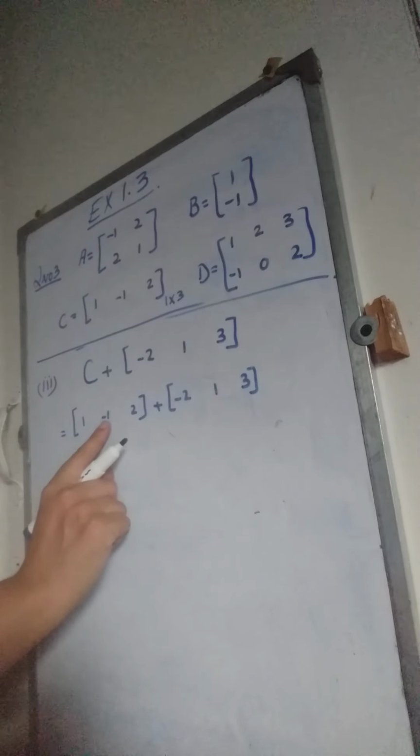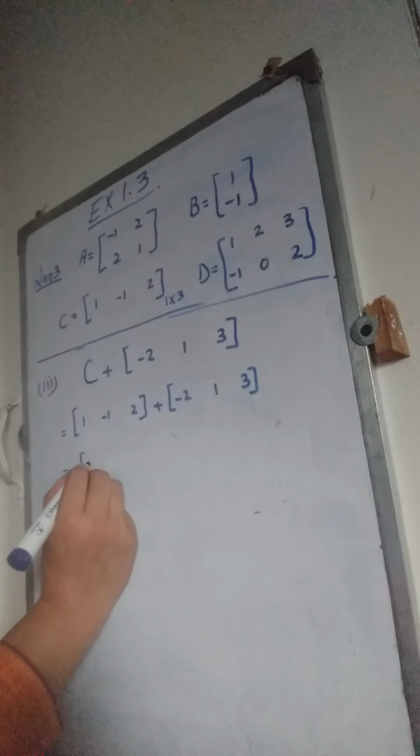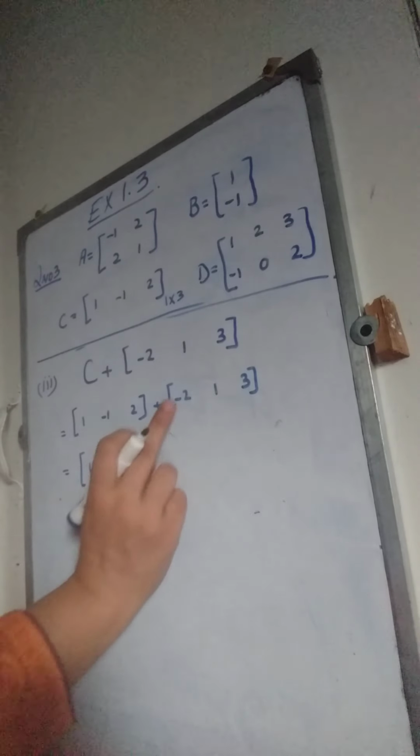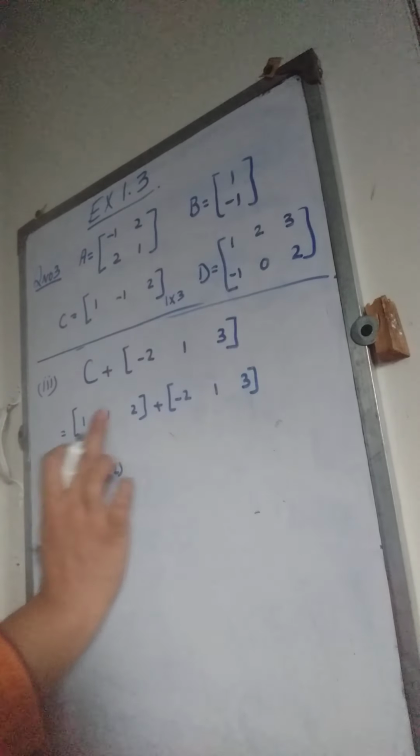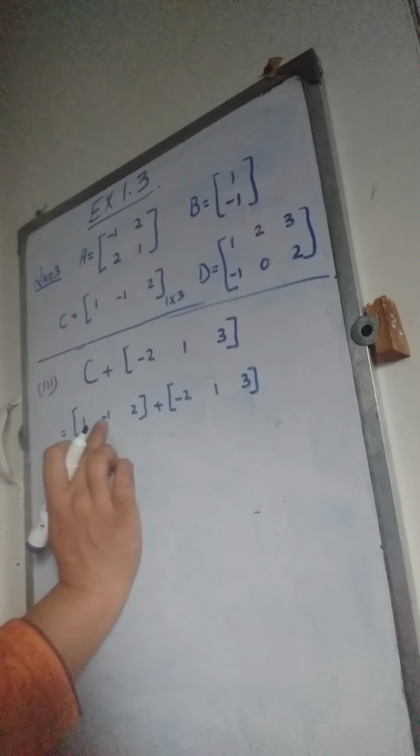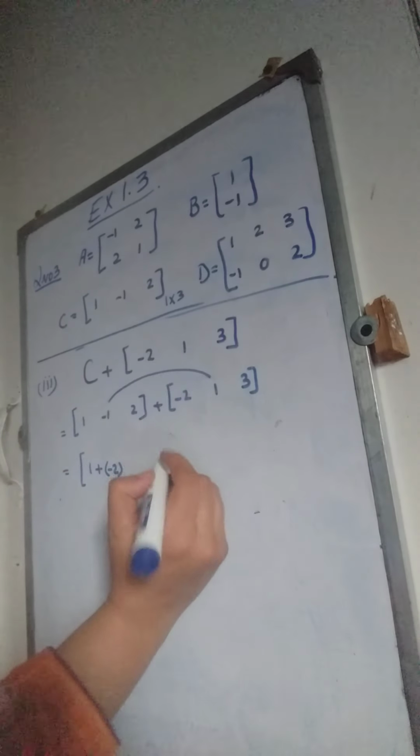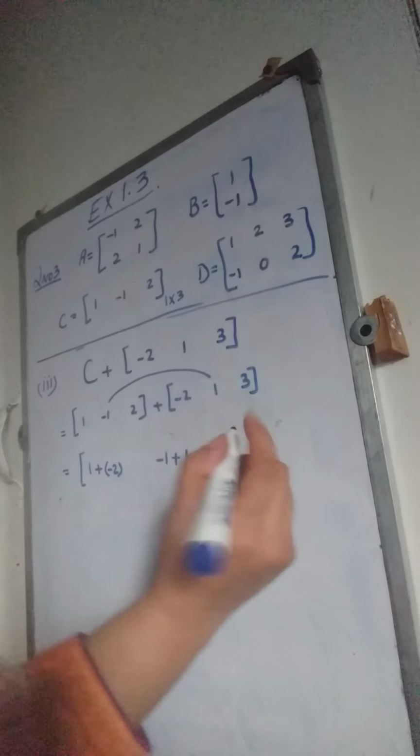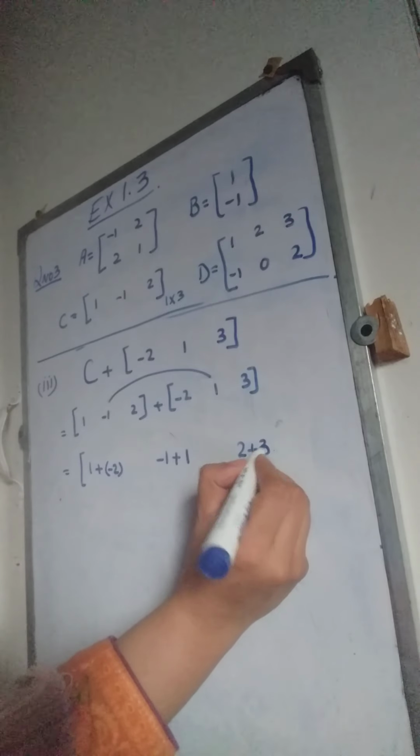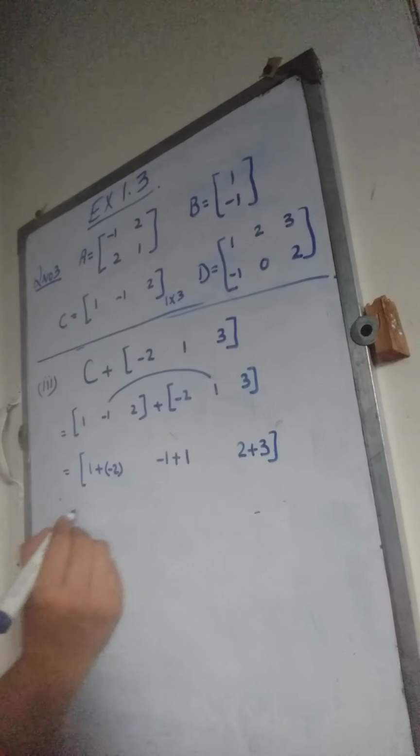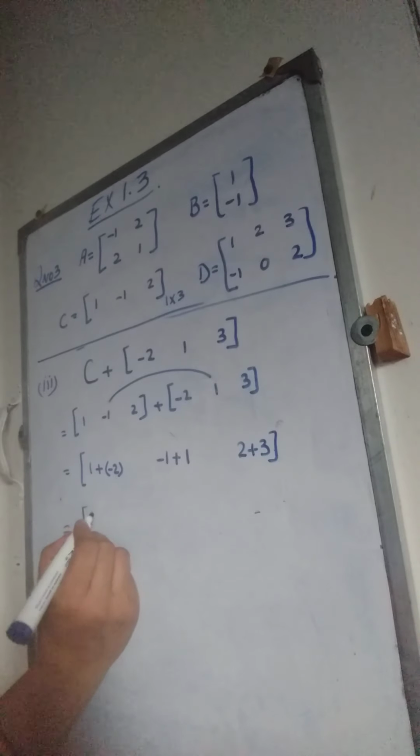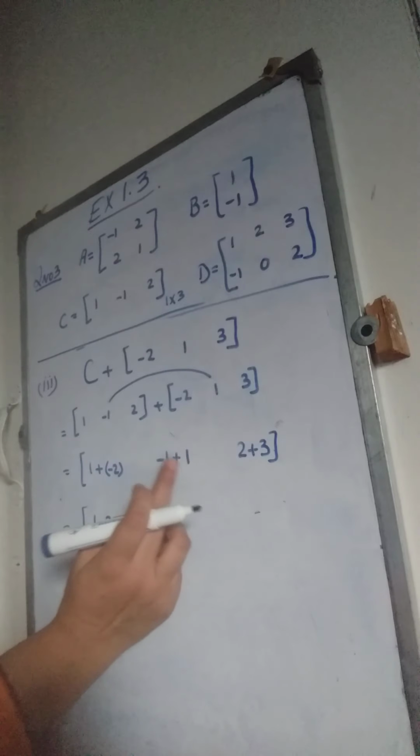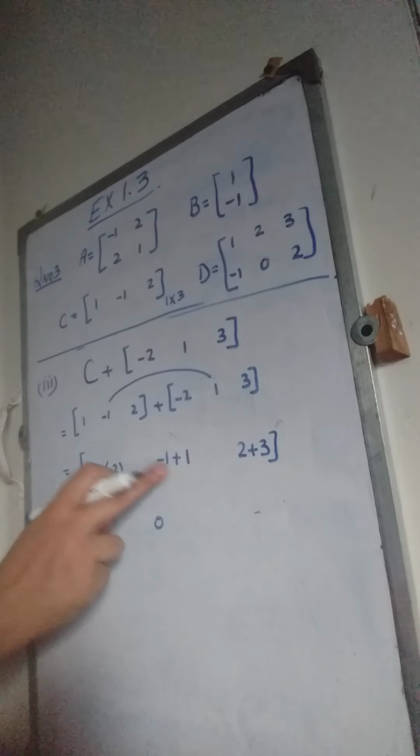Okay, first will be added to first, second to second and third to third. 1 plus -2. -2 will be added to 1. These are the first elements of both the matrices. Then we are going to add the second elements, -1 and 1. -1 will be added to 1. Then we are going to add the third elements, 2 plus 3. So here we have 1 plus -2, minus 2 plus 1 will be 0, because same number having different sign. Whenever there are different signs, we do subtraction.